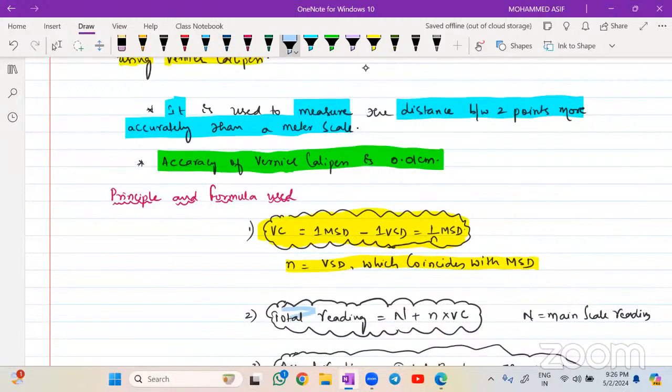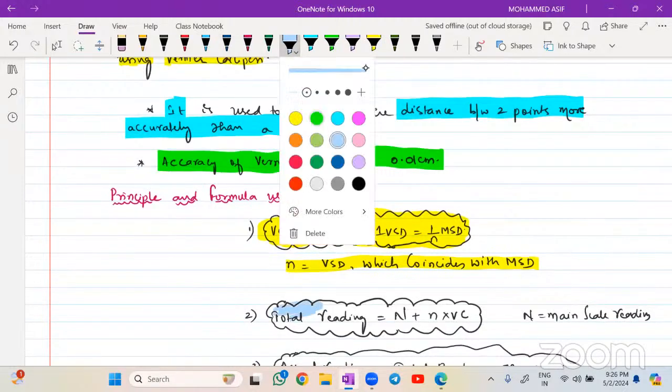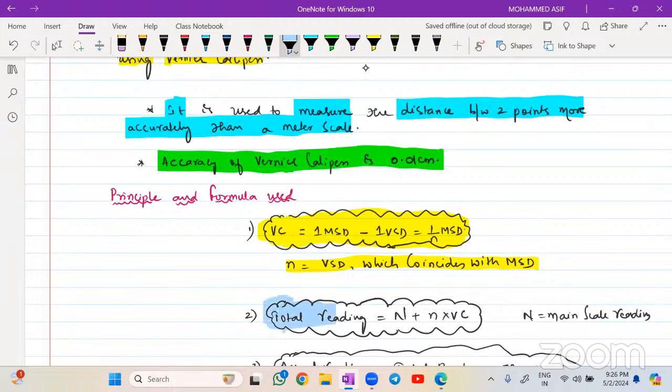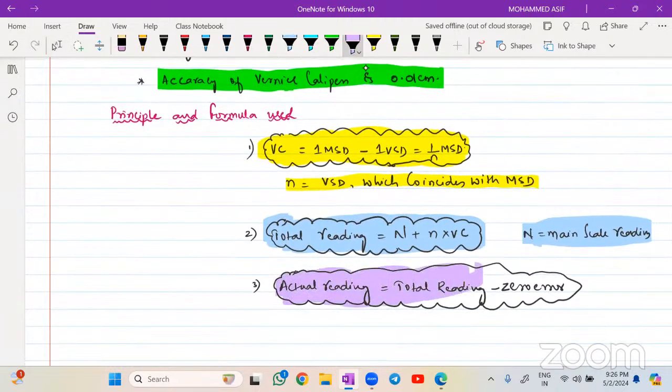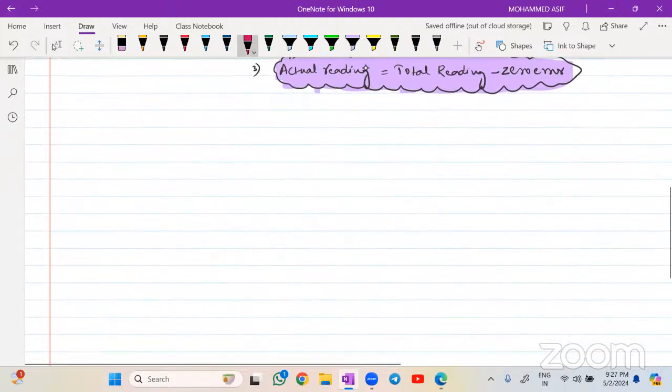Done. Then how do you calculate the total reading? Total reading is equal to your N plus small n into VC. N is nothing but what? Main scale reading बोल सकते हैं. Small n is nothing but the vernier scale division which coincides with the main scale reading, and VC is your vernier constant. Clear? Then how do you calculate the actual reading? Actual reading will be equal to your total reading minus your zero error. इतना basic knowledge अपने को है. Clear है? चलो. Next one देखो.